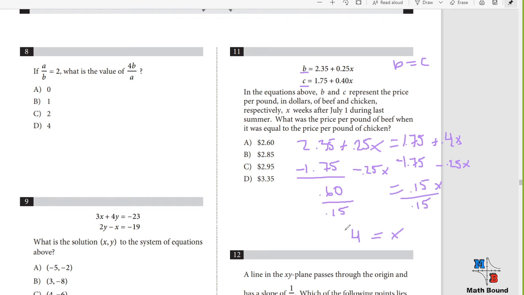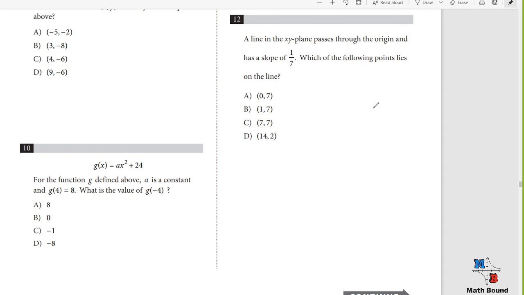So if x equals 4, what is the price of beef? Beef is equal to 2.35 plus 0.25 times 4. So 2.35 plus 1, 3.35. And that is the price of beef when it was equal to the price of chicken. Do we have that as our answer? D, right there.